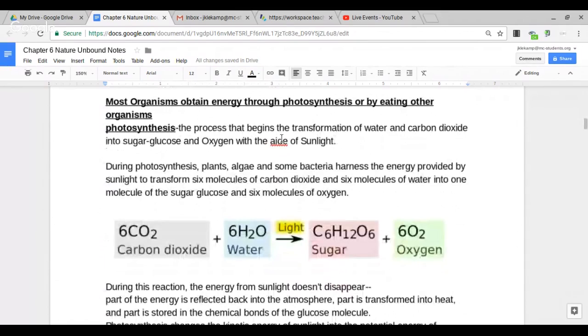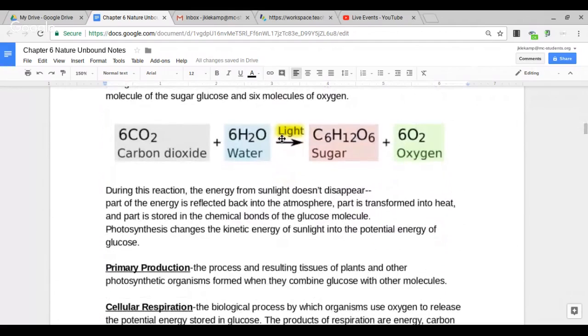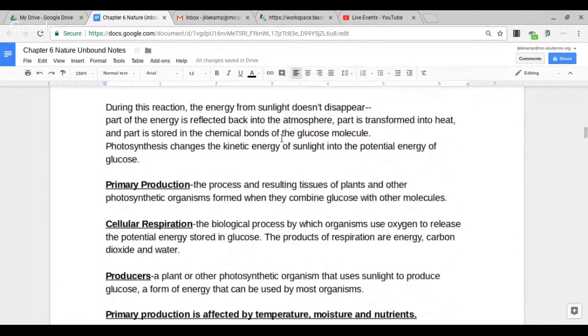So how do we obtain that energy, or how do we produce it? Photosynthesis is the process by which producers, not only plants, but some photosynthetic beings also, will take carbon dioxide, water, and sunlight and actually turn them into glucose and oxygen. During photosynthesis, these photosynthetic organisms will harness the energy provided by the sun and transform it into the glucose and also oxygen, as it releases the oxygen to us to breathe.